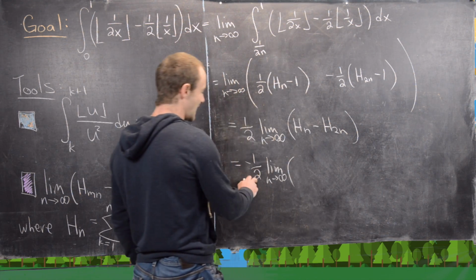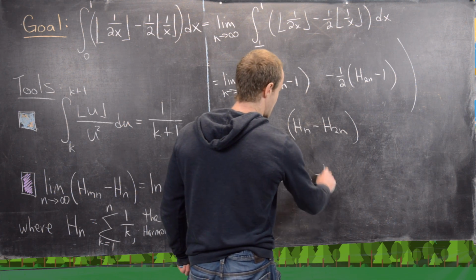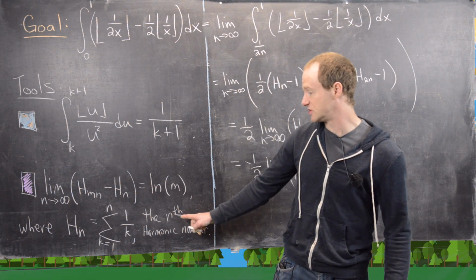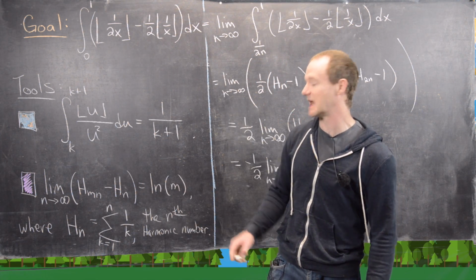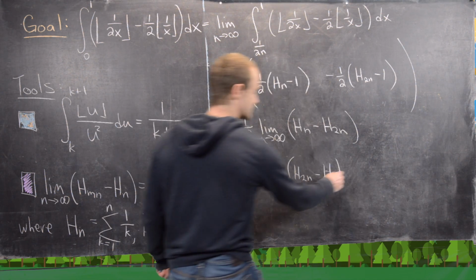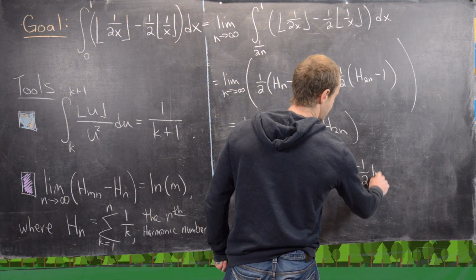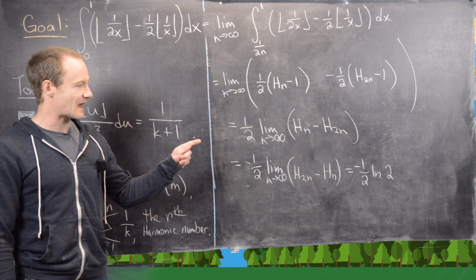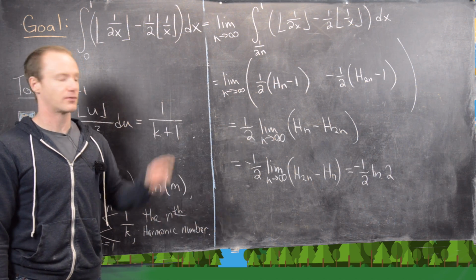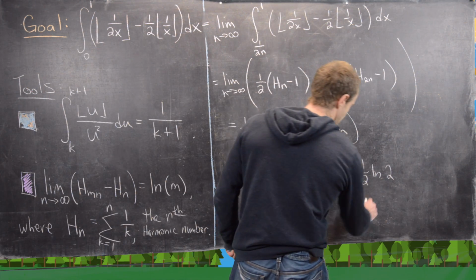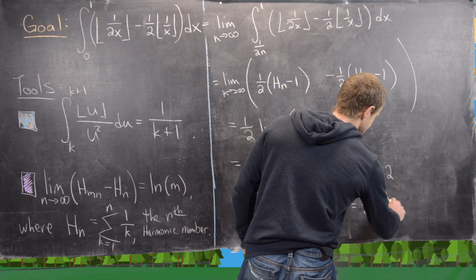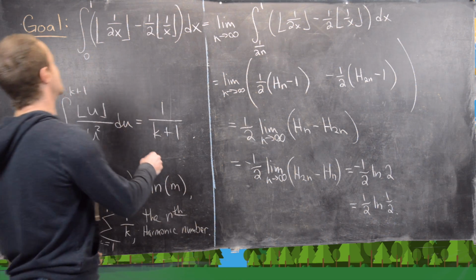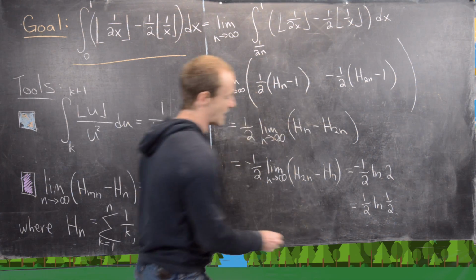So that's going to give me minus a half, and then we have the 2nth harmonic number minus the nth harmonic number. But we calculated that limit in general just before and found out that that was the natural log of 2 in this case. So we have, this is minus 1/2 the natural log of 2, but we might as well take that minus half that's outside of the natural log, bring it inside, in order to write this as 1/2 times the natural log of 1/2.